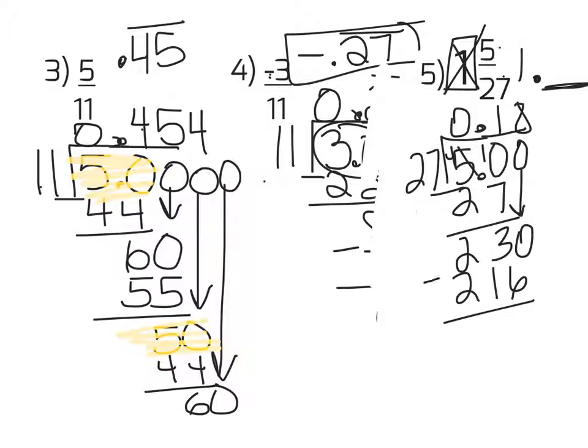So here's our minus again. And we're going to borrow, and get 14. Okay, and we'll drop another 0. I'm going to start writing smaller. So 27 goes into 140 five times. 5 times 27 is 135.